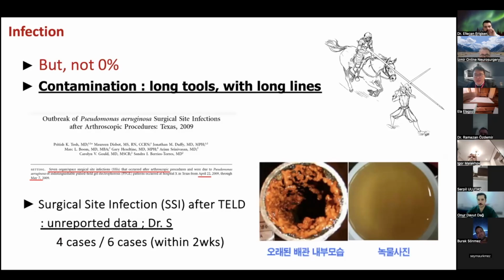If we look into our instruments, they are extremely long tools with long lines, and this means there's a little bit higher risk of contamination when you're handling and handing over the instruments with your scrub nurse or your colleagues. So we always need to understand there's still a risk and be careful of these long instruments.